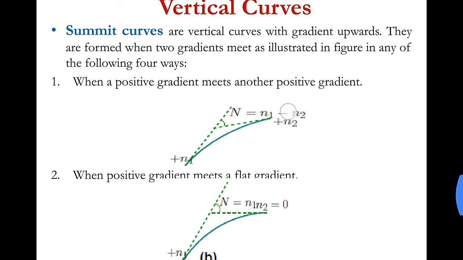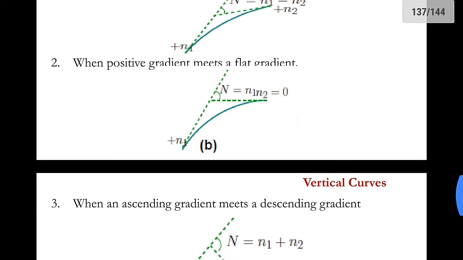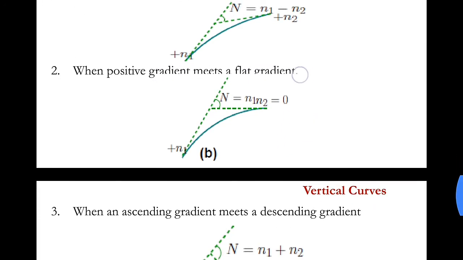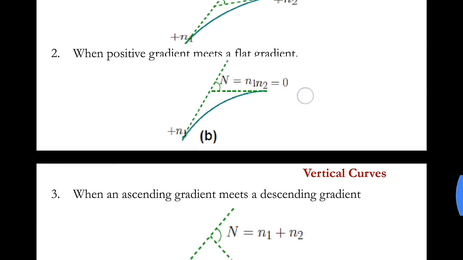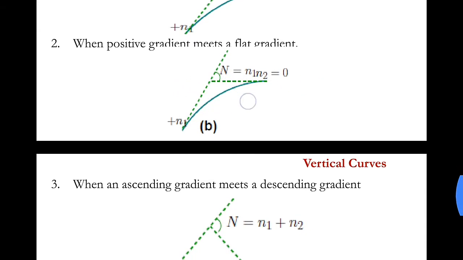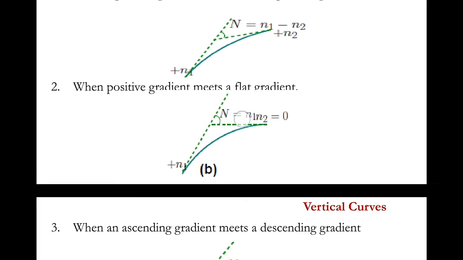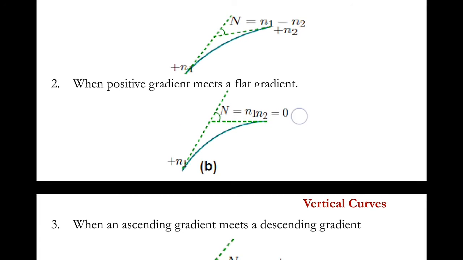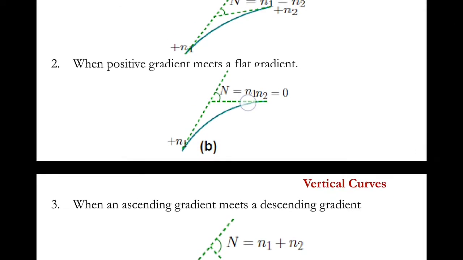Deflection angle is capital N, which is nothing but the difference between these two gradients, that is plus n1 minus plus n2. The second condition is when a positive gradient meets a flat gradient. So plus n1 meets n2, that is n2 equal to 0, since it is flat. These are the two gradients in dotted lines, and this is the curve in solid line. So here the deflection would be capital N is equal to n1 minus n2. But since n2 is 0, the capital N is equal to n1.